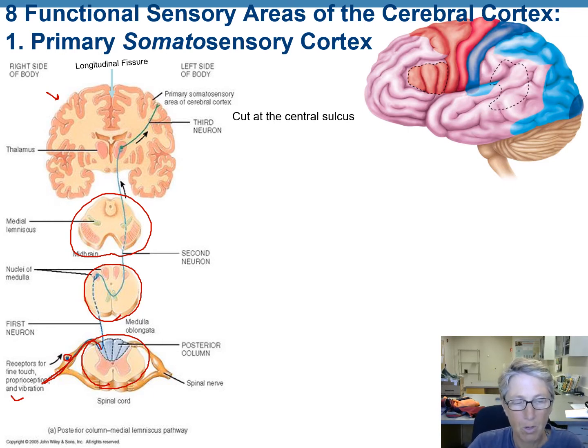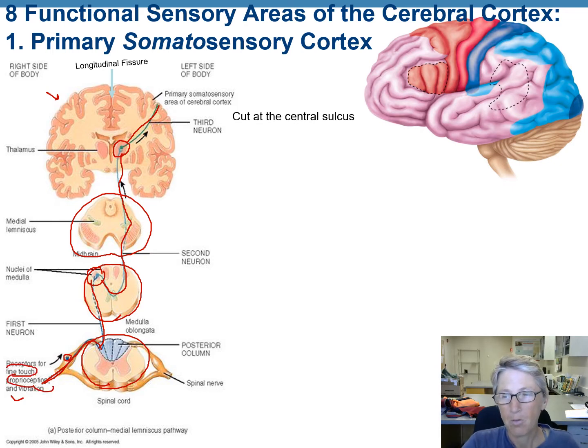So the first neuron would travel into the spinal cord, and then it would move up here and synapse with a second order neuron in the nuclei, or collections of cell bodies, in the medulla oblongata. Then that second order neuron would move up through the midbrain and synapse with a third order sensory neuron in the thalamus. That third order sensory neuron would take the information up to the primary sensory area of the cerebral cortex, and you would feel the feather, the fine touch, or the vibration. So that's the big picture.